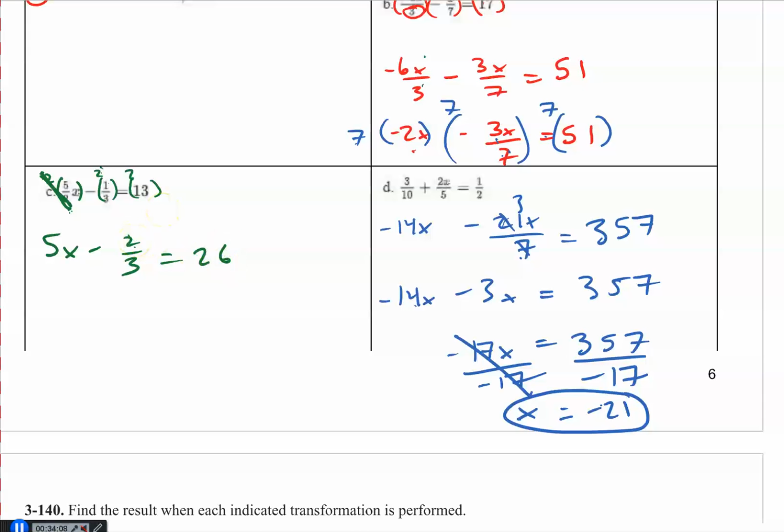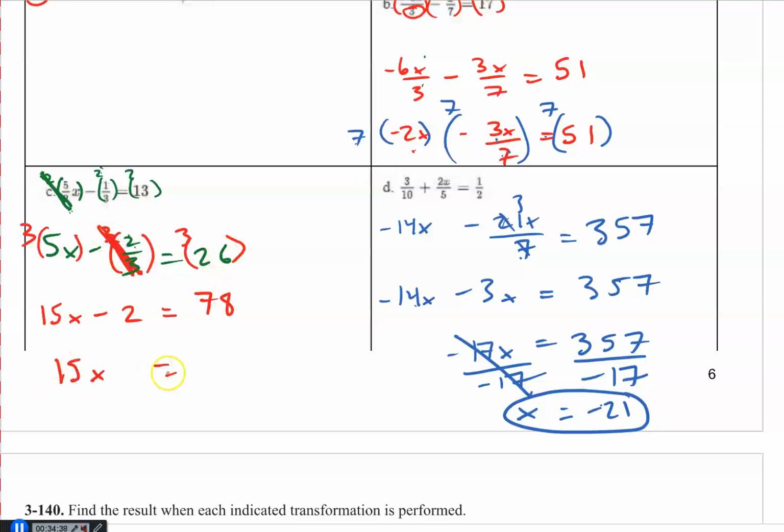I still have a fraction, so I'm going to multiply each term by the denominator, which is 3. 3 times 5x is 15x minus, now 3 times 2 divided by 3, look, I'm multiplying by 3 and dividing by 3. Those are like opposites of each other. So instead, I can just cross off the 3's, and all that's left, 2. 3 times 26 is 78. So we have 15x equals 80, and we'll divide both sides by 15.